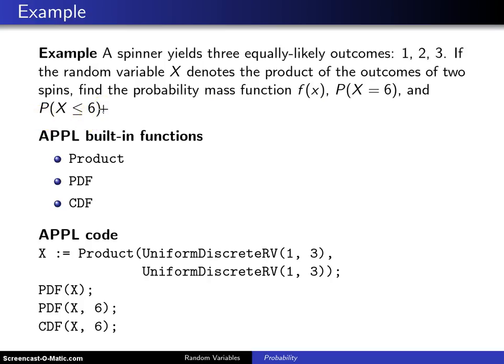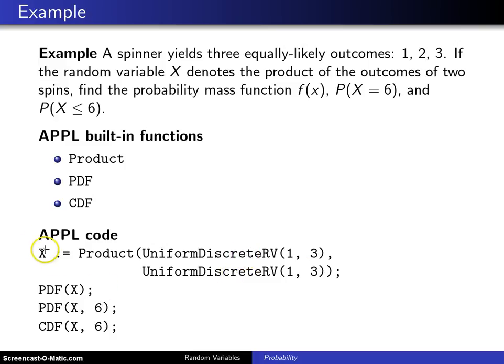And what is the probability x is less than or equal to 6? This time, in addition to uniform discrete random variable, which we used before, we're going to use the product, PDF, and CDF functions to find these particular values. So here is the APPL code. X is the product of one uniform discrete random variable and another uniform discrete random variable between 1 and 3. These two, of course, denote the two spins.